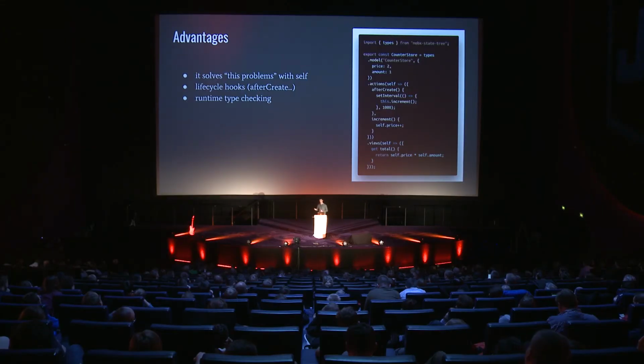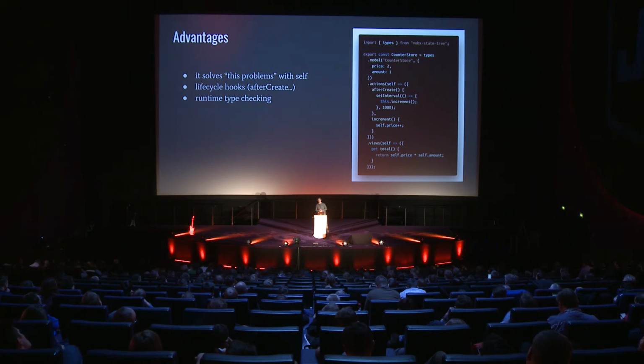What are some advantages of using MobX state tree? The first, which is really nice, is that it solves this problem. If you look at actions and views, we get self passed in. So for example, if we are incrementing a state variable, we just call self.price++.